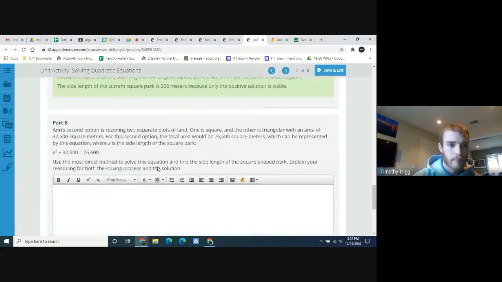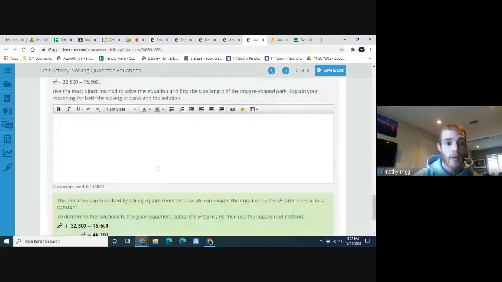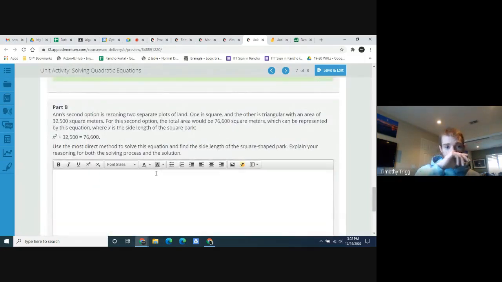All right, now this is the last one. The second option is rezoning two separate plots of land. One is square and the other is triangular with an area of 32,500 square meters. For the second option, the total area would be 76,600 square meters, which can be represented by this equation, where x is the side length of the square park. Use the most direct method to solve this equation and find the side length of the square-shaped park. Explain your reasoning for both the solving process and the solution.